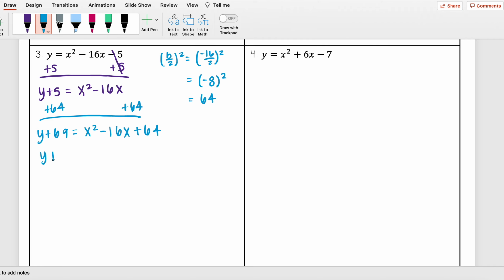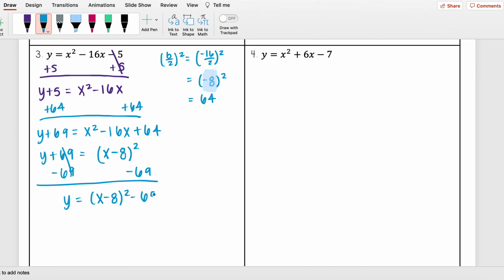Next, I need to factor the right-hand side, and remember, when I factor it, it's going to be in this format. x, and I fill it in with my b divided by 2, which here was negative 8. So I have (x minus 8) squared. And then my last step is to subtract 69 from both sides. So that means that this function in vertex form is y equals (x minus 8) squared minus 69.